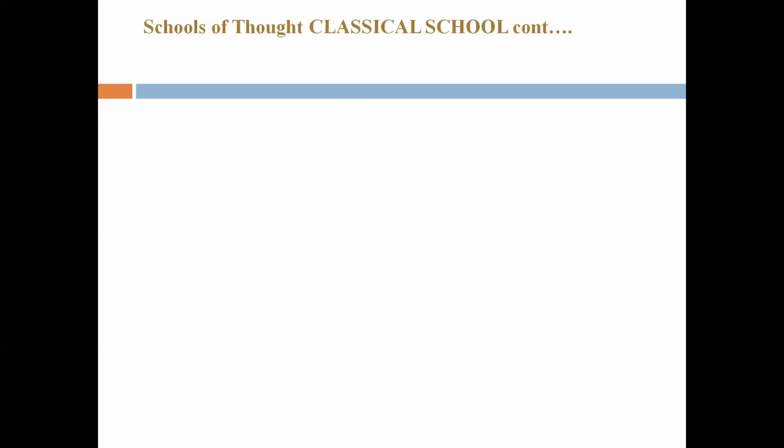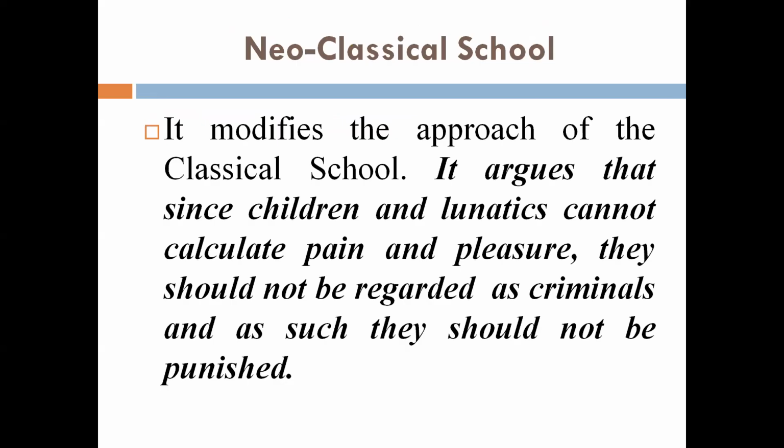But in your neoclassical school, niingon siya diya nga, yes, it is true, we are all rational human beings. We can differentiate the difference between right and wrong. But then again, ang mga bata, ang mga lunatics, pasabot ang lunatics, katong mga buang. Children ug ang mga buang, they cannot differentiate. They cannot calculate the difference between right and wrong. They cannot calculate the difference between pain and pleasure under the doctrine of hedonism. So therefore, since they cannot calculate the difference between right and wrong, they cannot exercise free will. Therefore, children and lunatics should not be subjected to punishment.